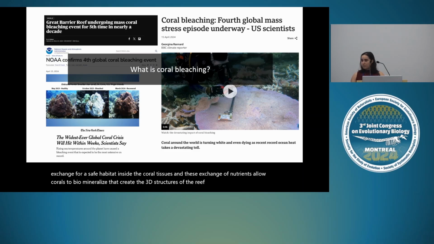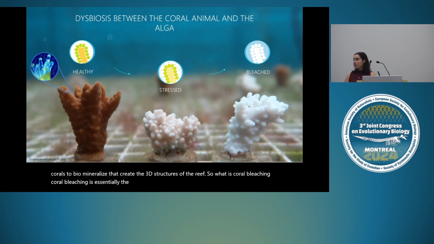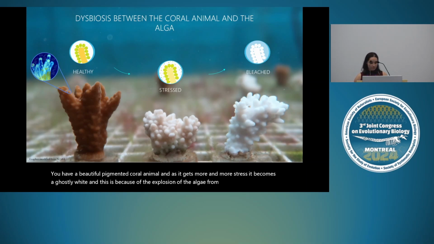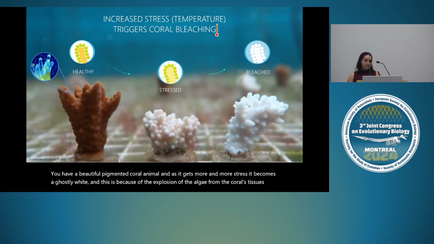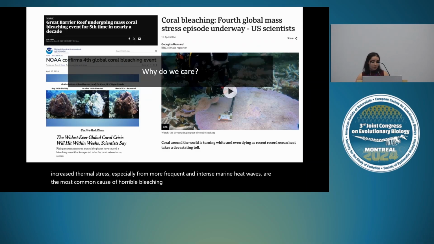So what is coral bleaching? Coral bleaching is essentially the dysbiosis between the coral animal and its algal endosymbiont. And as you can see on the far right, you have a beautiful pigmented coral animal, and as it gets more and more stressed, it becomes a ghostly white, and this is because of the expulsion of the algae from the coral's tissues. And increased thermal stress, especially from more frequent and intense marine heat waves, are the most common cause of coral bleaching. And why do we care, you may be asking?